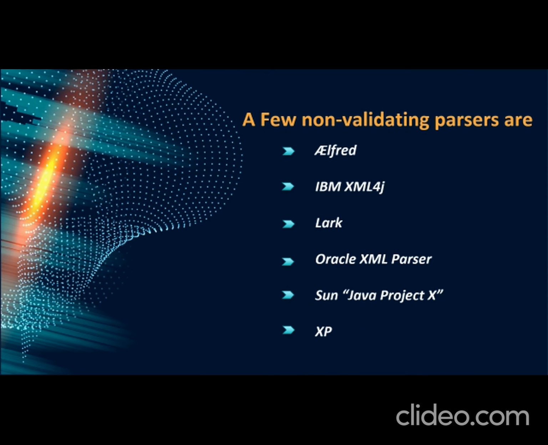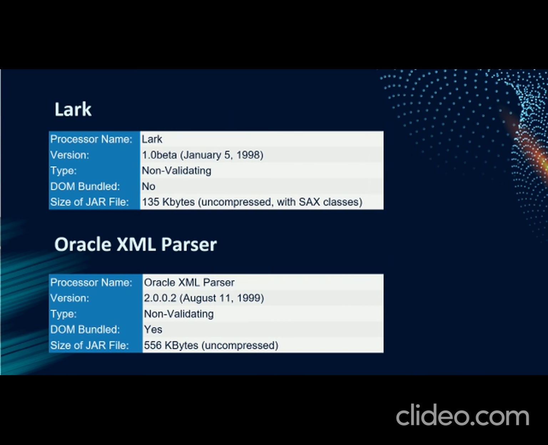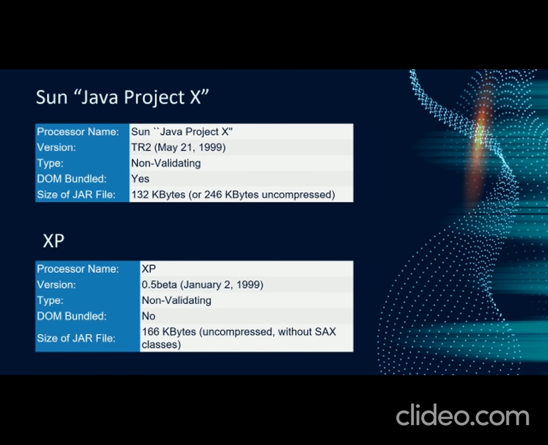A few non-validating parsers are Aelfred, IBM XML4J, Lark, Oracle XML Parser, and Sun Java Project X, XP. Here are in-depth details of these parsers: Aelfred and IBM XML4J, and then Lark and Oracle XML Parser. Finally, Sun Java Project X and XP.